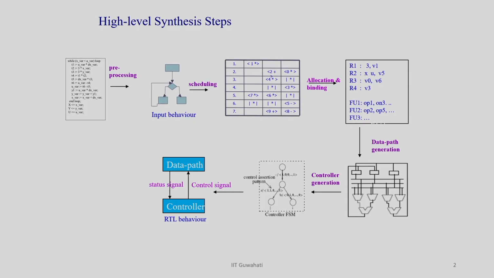So, if you look back to high level synthesis, we have learned that it consists of several subphases. Initially we do pre-processing, followed by scheduling, allocation, binding, data path generation, controller generation, and then finally we get the RTL, right. In the previous few classes we have learned about scheduling. Once the scheduling is over, we are going to do the allocation and binding.